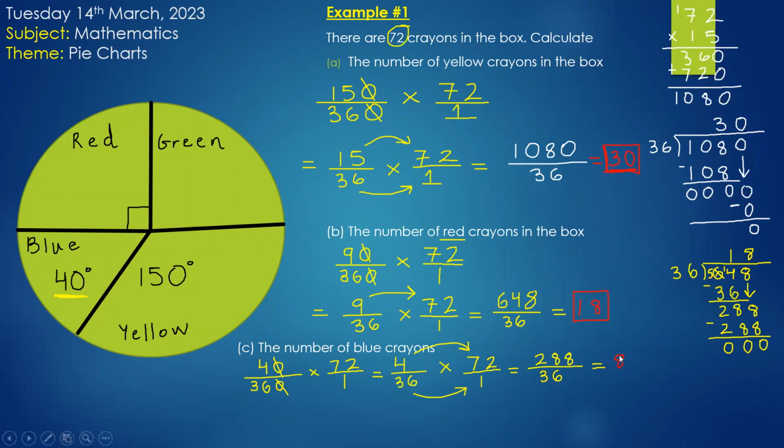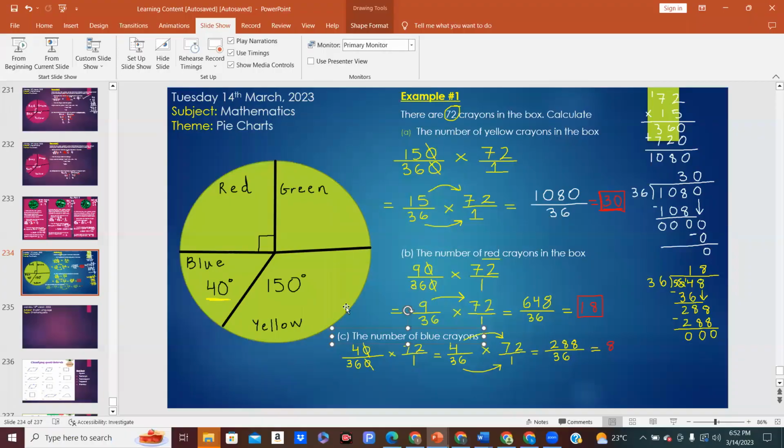And last but by no means least, we want to figure out the number of green. Now, how are we gonna figure the number of green? Add all the degrees up. Wait, you're trying to find the number of crayons in green? Yeah, the number of crayons in green.